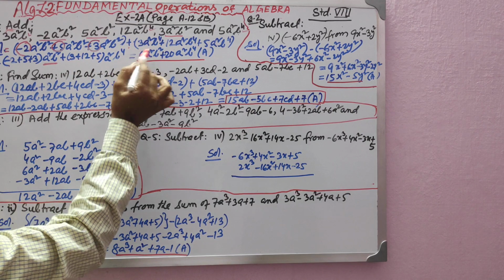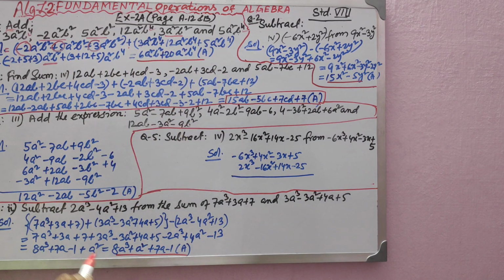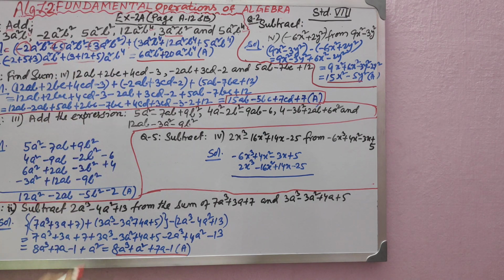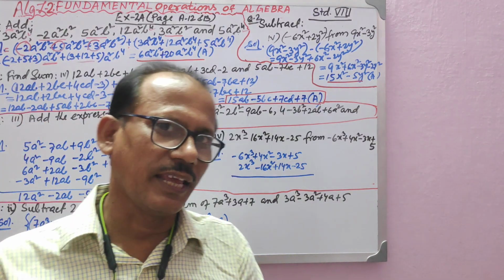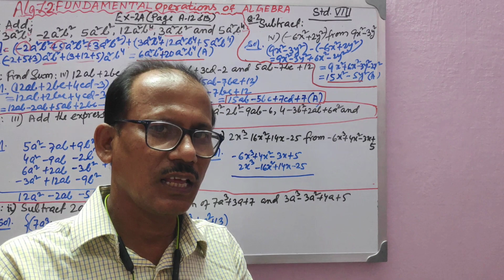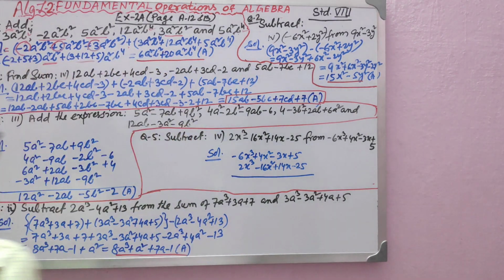Similarly, this side also +3 +12 +5. Definitely 3 + 12 + 5 will be 20 a square b to the power 4. So the answer will be 20 a square b to the power 4 plus 6 a square b square, or 6 a square b square plus 20 a square b to the power 4. So what you need to do, you have understood now. You have picked all the like terms and you have done the addition and subtraction of the numerical coefficients, and then you have written the answer.